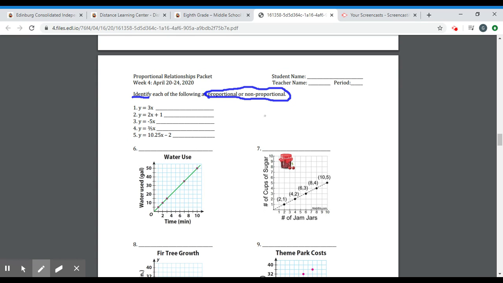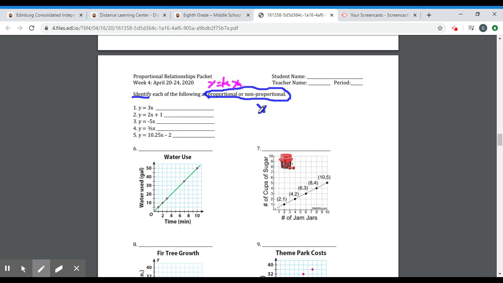We need to know our equations. We need to know our formulas. What is a formula for proportional? We just went over that. y equals kx, right? So if all we see is a constant of proportionality with an x, that is telling me that it is proportional. Now, how can I tell if it's non-proportional?